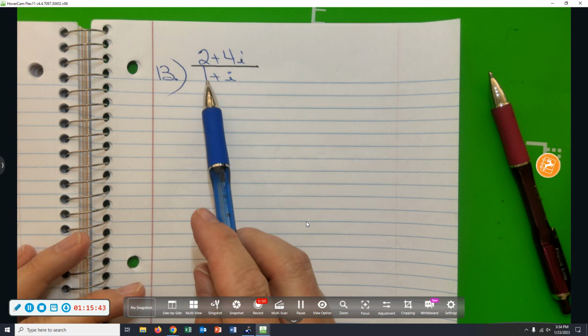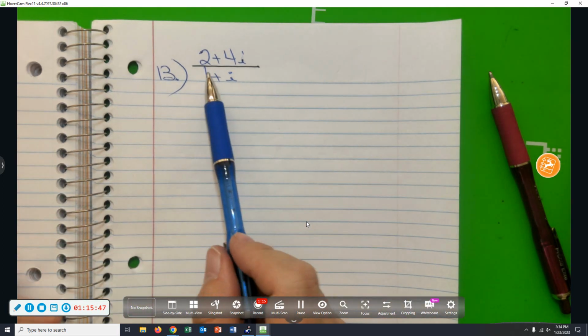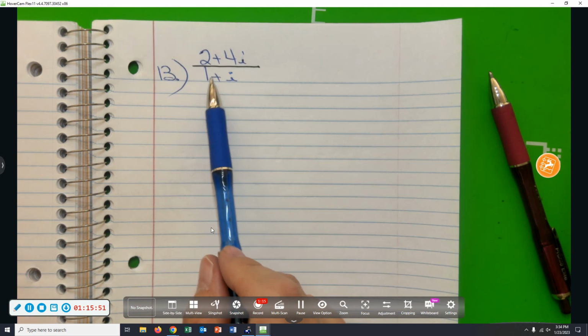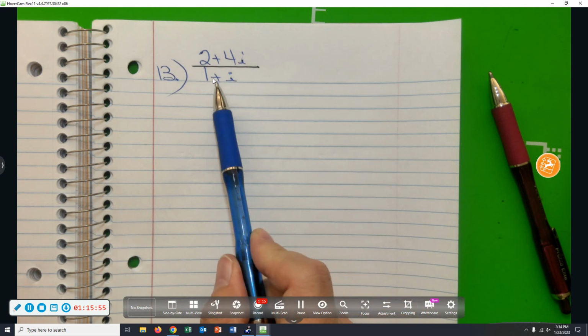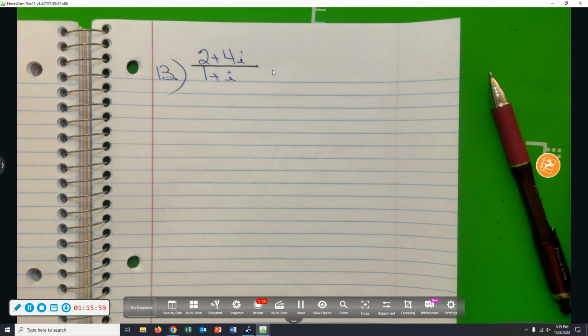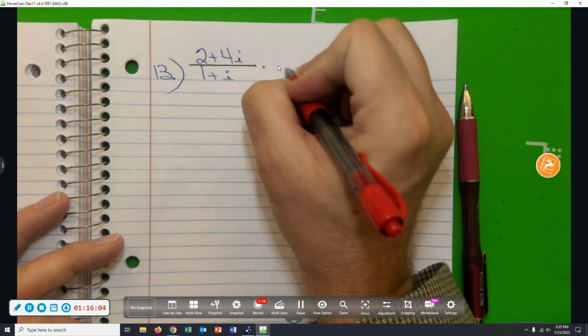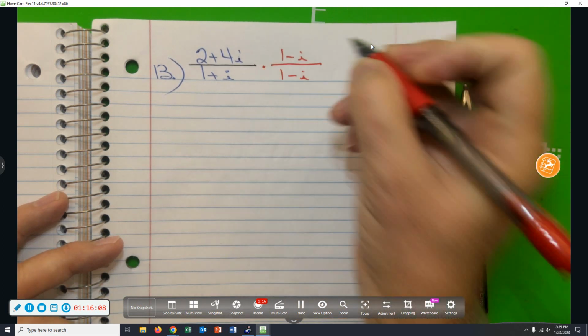What's the conjugate of the denominator? That's sort of funny because I'm always the one that keeps them late. Okay. What's the conjugate of 1 plus i? 1 minus i. Just change the sign that's there in the middle. So we're going to multiply above and below by 1 minus i. 1 minus i, 1 minus i.